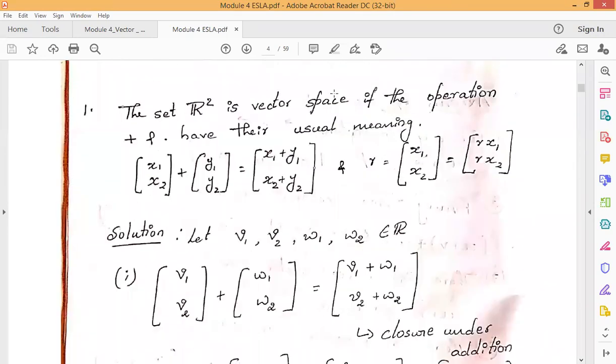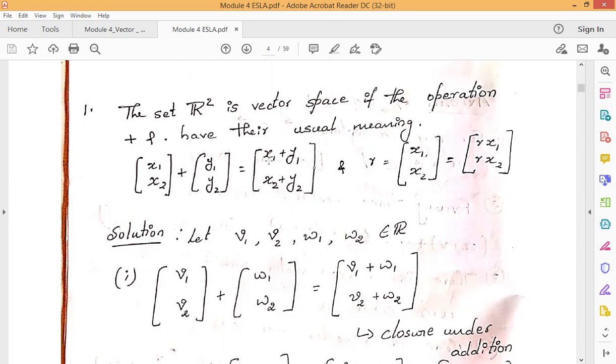And now take this problem. Here we are given a set R square. Whenever you say R to the power 2, here n is equal to 2. It represents that we will be having two elements. It is a vector space if the operations plus and scalar multiplication have their usual meaning. So here for R to the power 2 the usual meaning is given, but we need to verify each and every property.